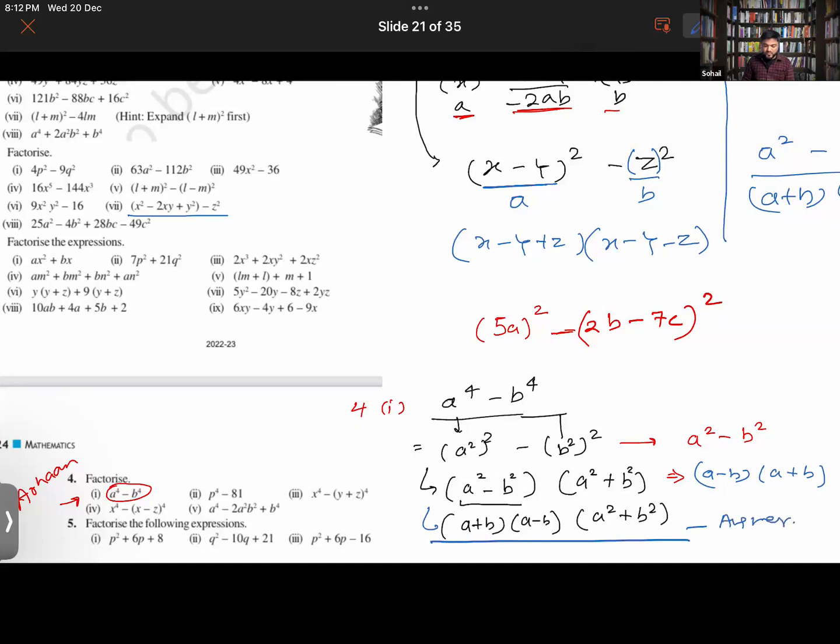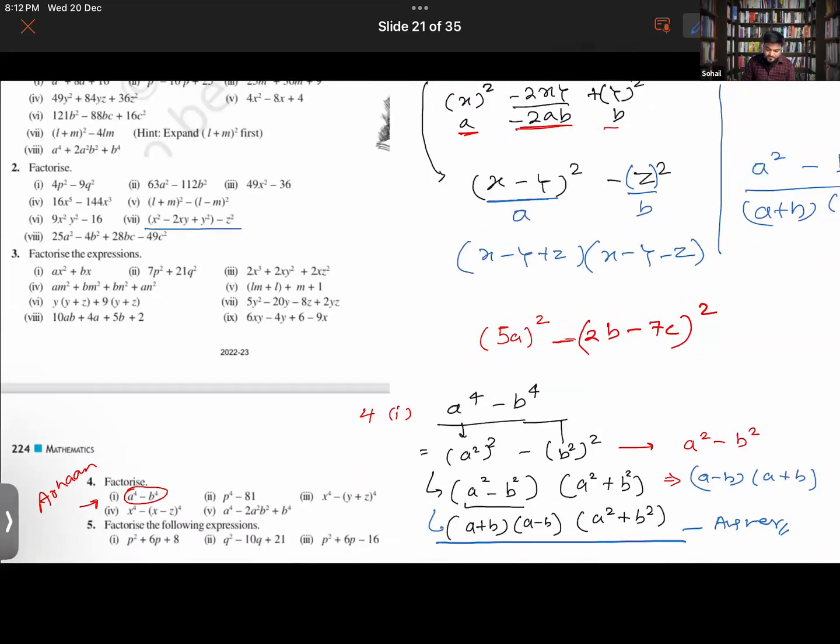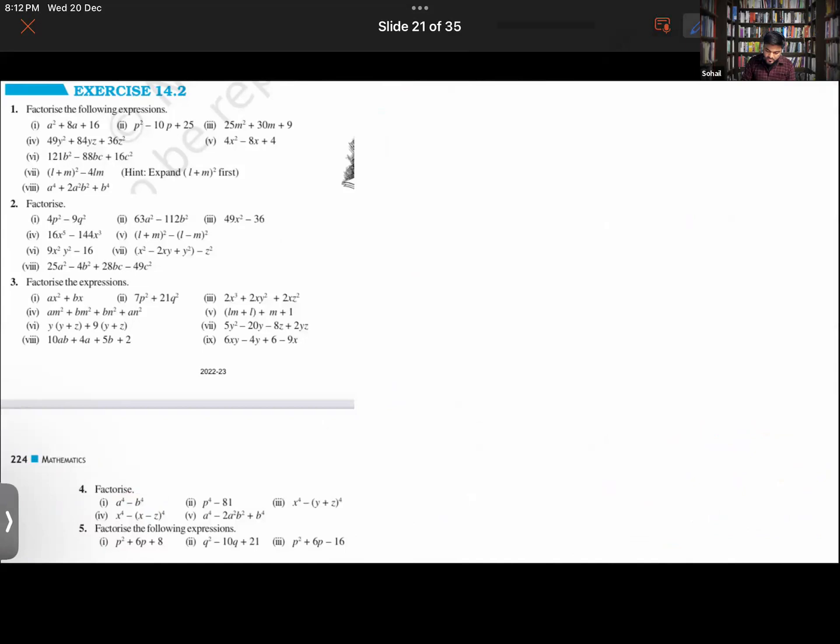Is that clear to both of you or not? Yes, sir. Got it? Okay, this question number 8, 25a square minus 4b square plus 28bc minus 49c square. I'm not able to solve the identities questions. You're not able to solve the questions of identities in general? Yes, sir, in general. आपको difficulty हो रही है.